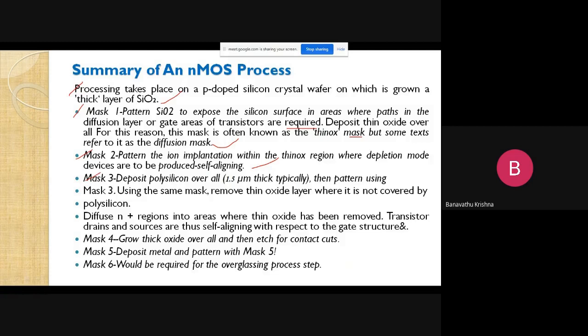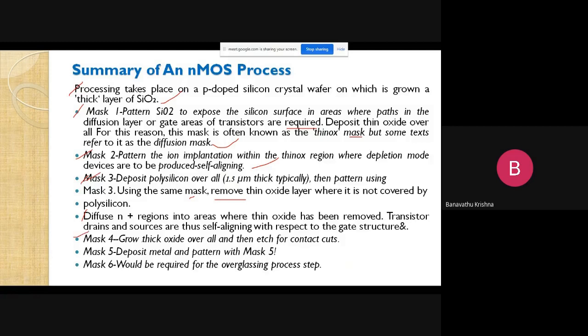And mask 3 is deposit polysilicon overall, then patterning using the processing techniques. And same thing here, using the same mask, remove the thin oxide layer where it is not covered by the polysilicon, right? The mask 3 is here, deposit polysilicon overall, that is 1.5 micrometer thick typically, and the patterning using the same mask and removing the thin oxide layer where it is not covered by the polysilicon, and then diffusion of n plus region into areas where the thin oxide has been removed, for the transistor drain and source, self-aligning with respect to the gate structure.